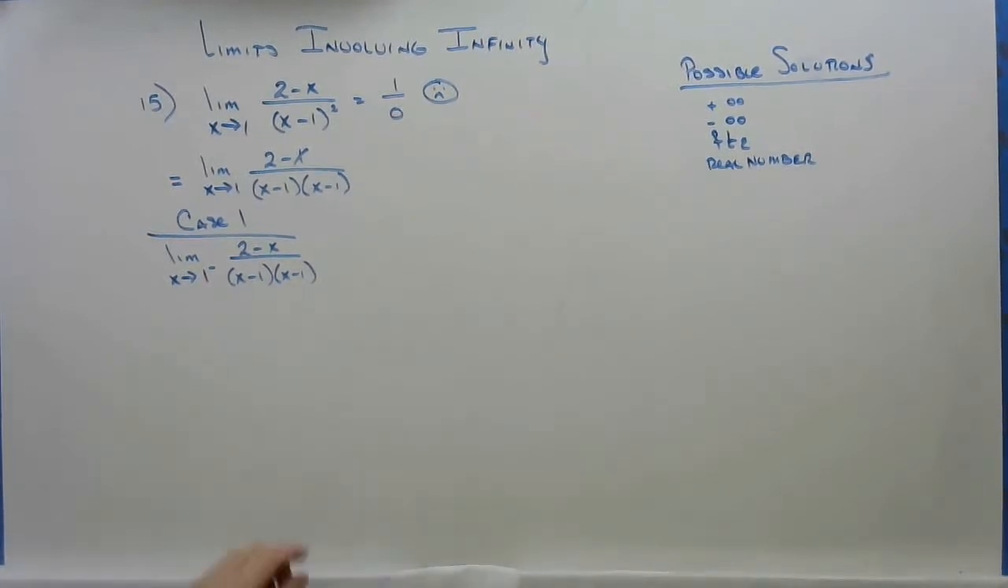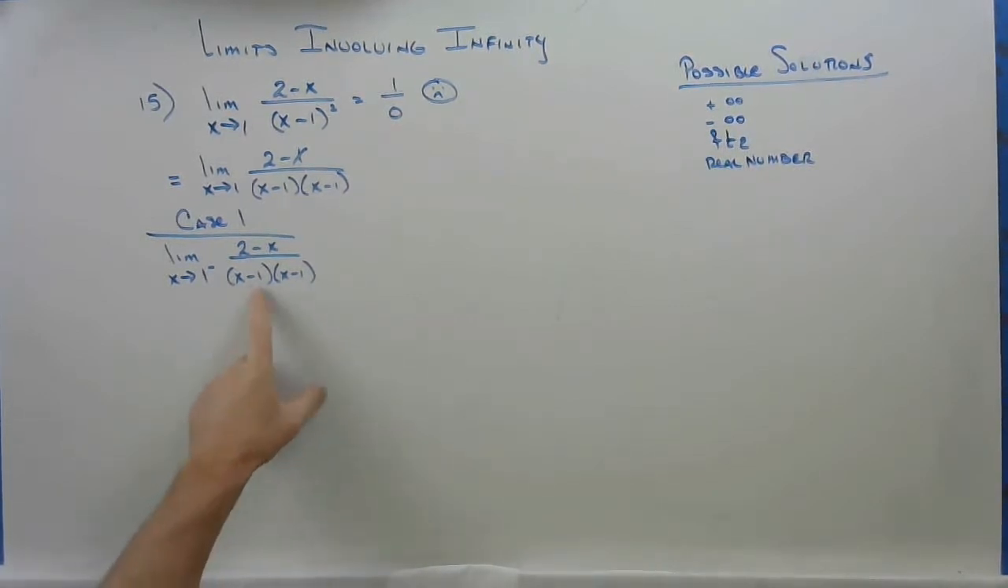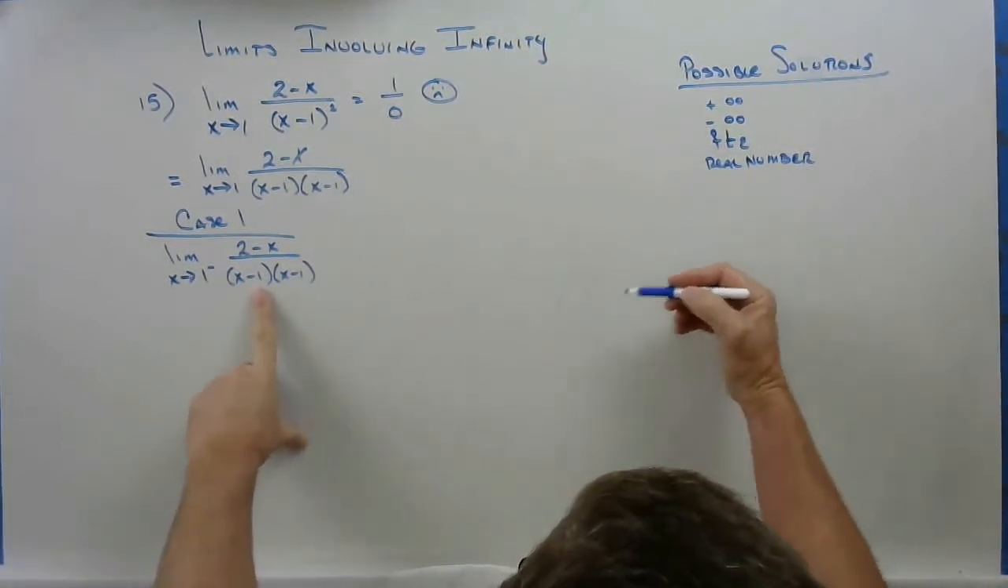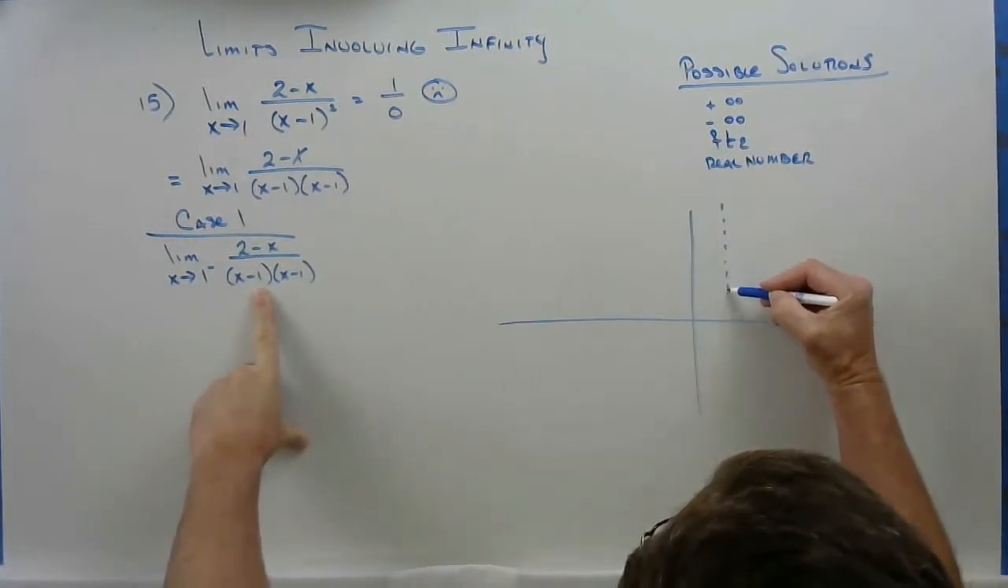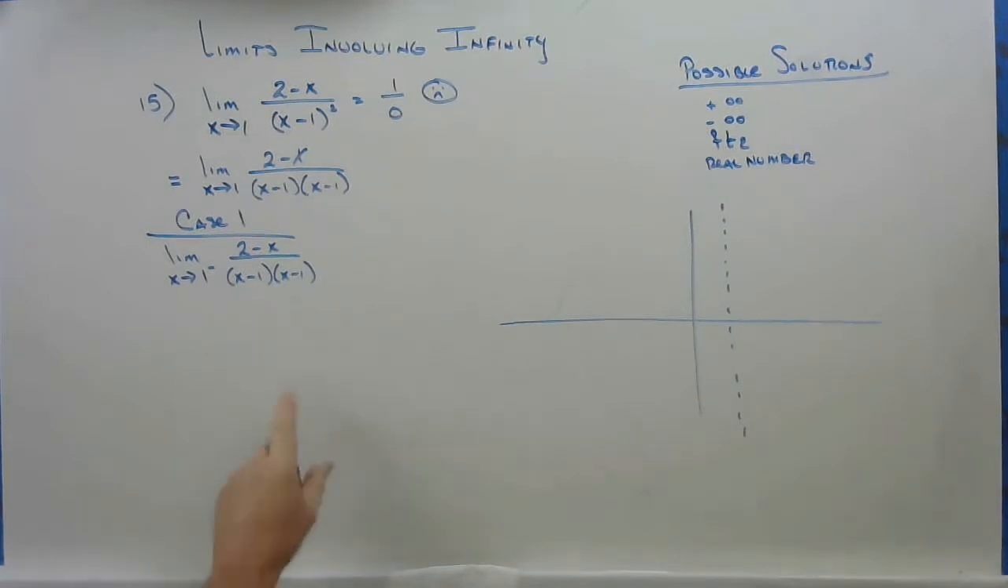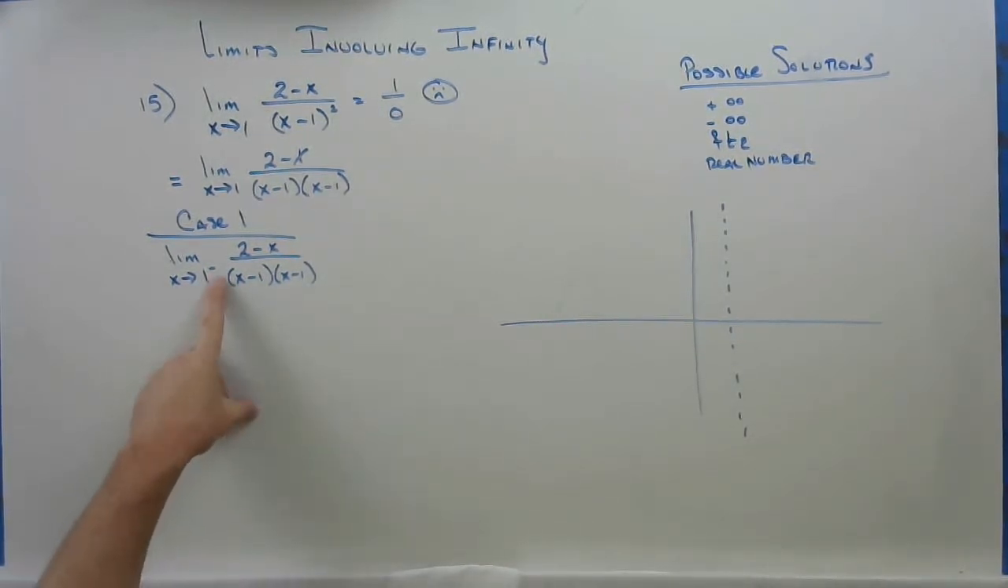So we have a vertical asymptote. Now what does that mean? Well, it means we have a vertical asymptote at 1. If we were to look at the graph of this function, at 1, we have a vertical asymptote. Now we're approaching 1 from below.